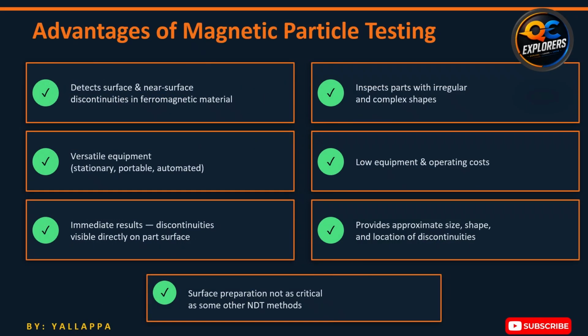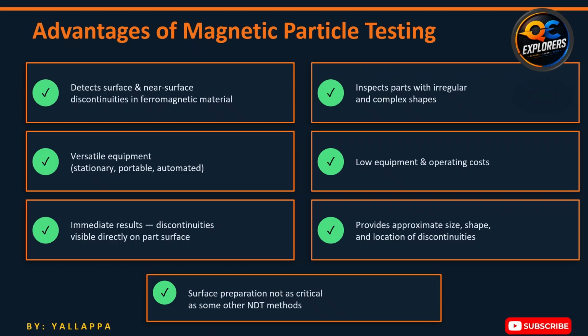Magnetic particle testing, or MPT, offers several important advantages, which make it one of the most widely used NDT methods for detecting surface and near-surface discontinuities. First, MPT is highly effective for detecting surface and near-surface defects such as cracks, lack of fusion, laps, and other discontinuities in ferromagnetic materials. Another major advantage is its ability to inspect components with irregular or complex shapes. Unlike some inspection methods, the component geometry does not necessarily need to be simple or uniform.